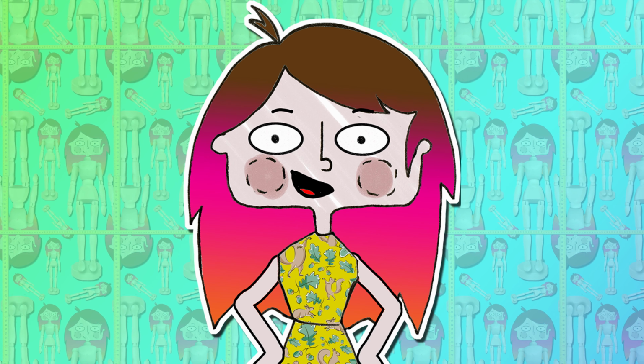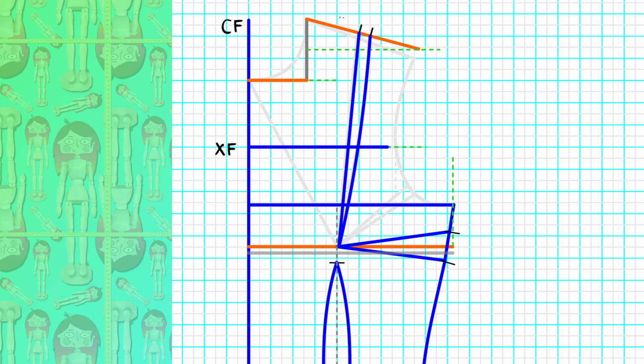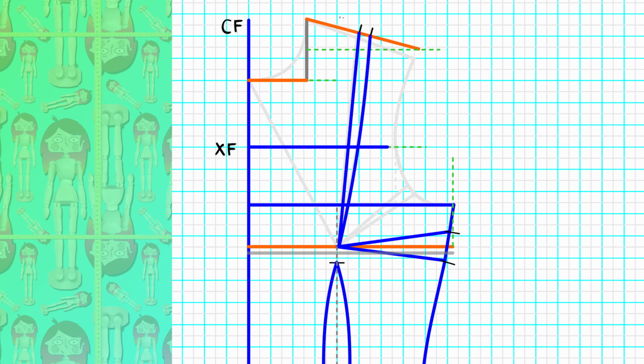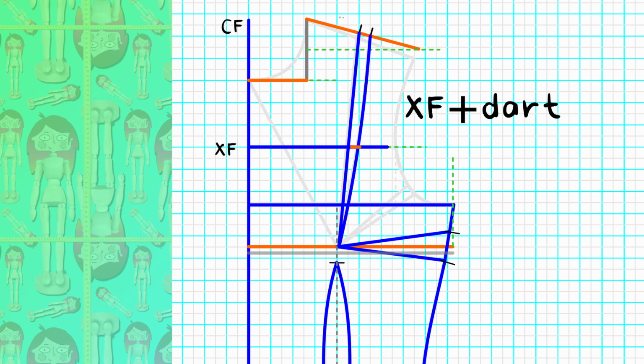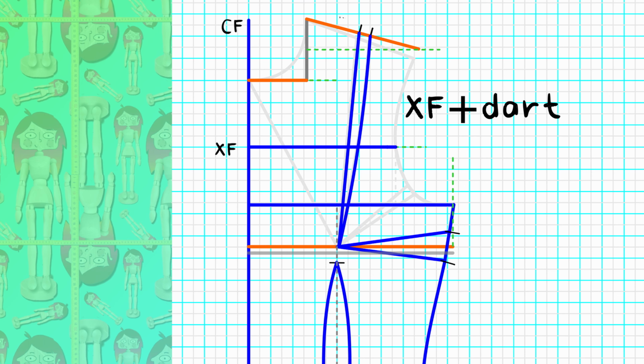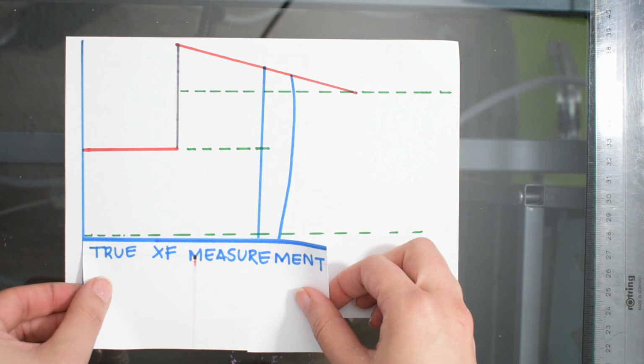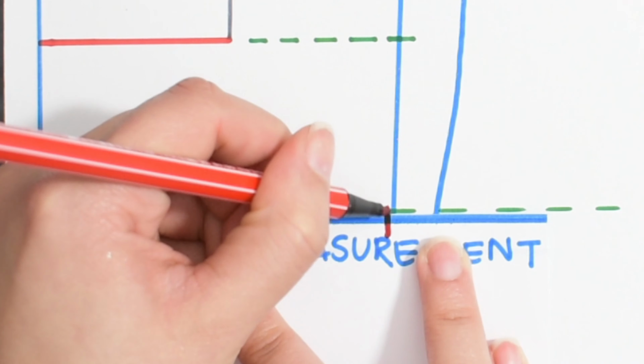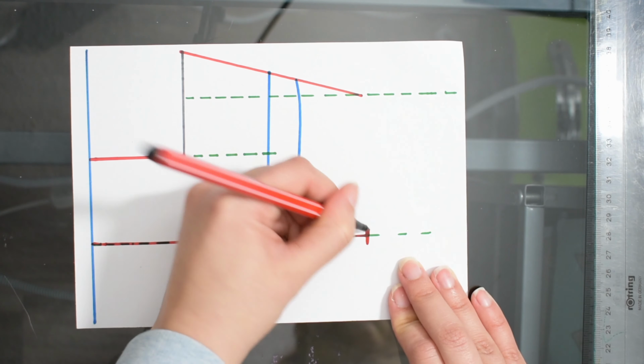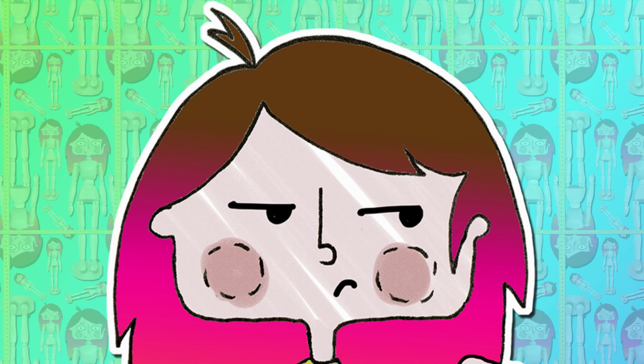Now we need to mark our true cross front measurement, considering that shoulder dart. One way to do it is to measure that tiny space and add to the end of the line like we did in the waist dart, or we can measure up to the dart, skip the dart, and continue measuring it until we reach the true measurement. No math, life hack, rebel life, oh yeah!